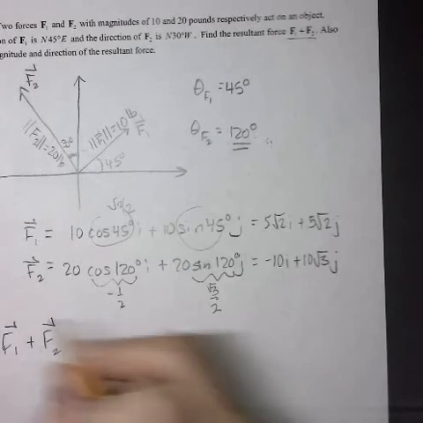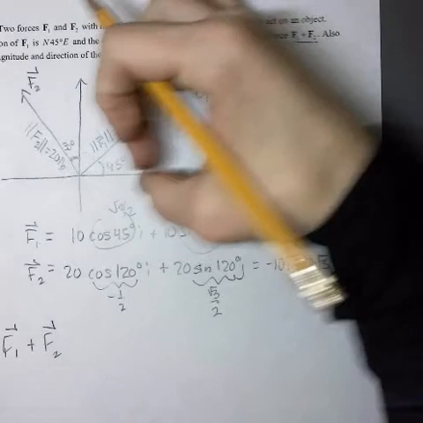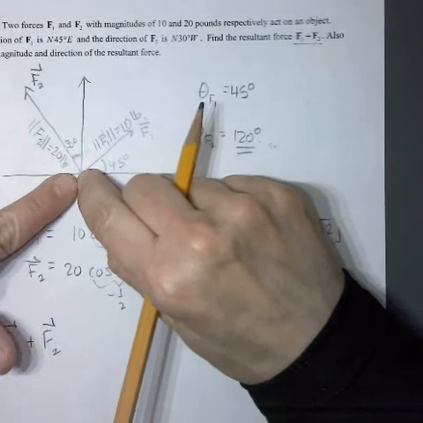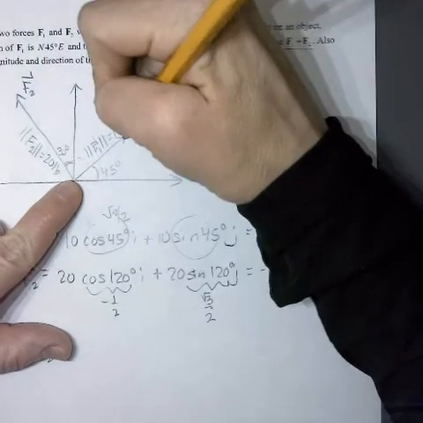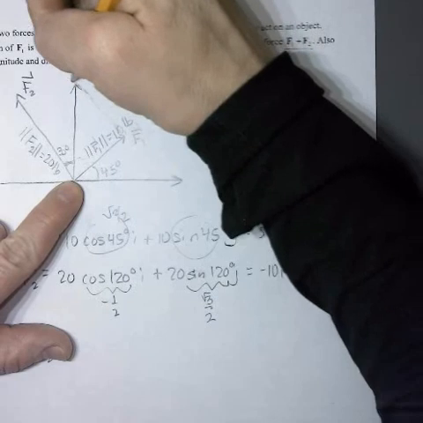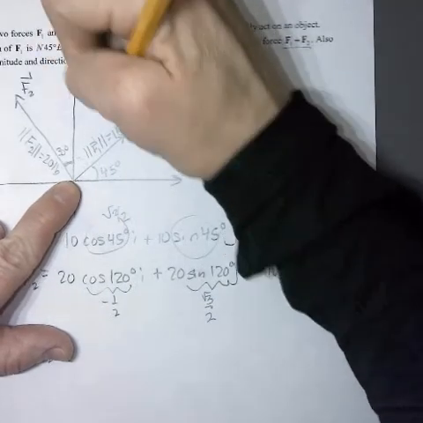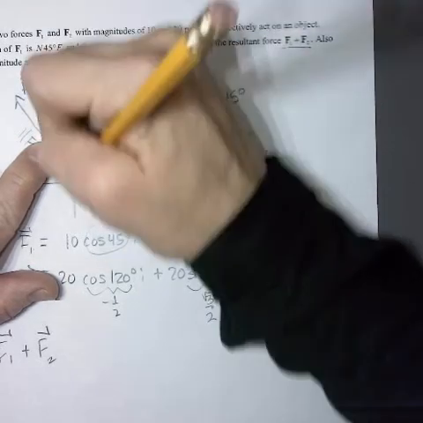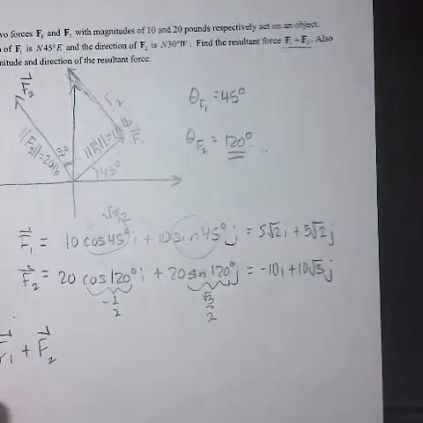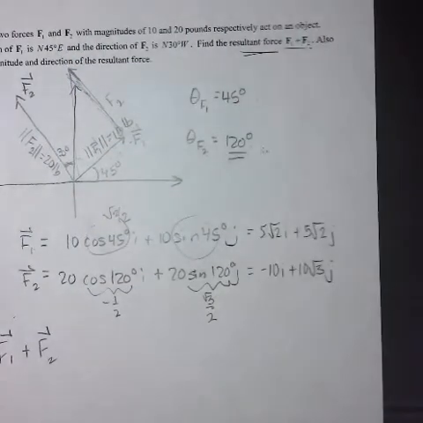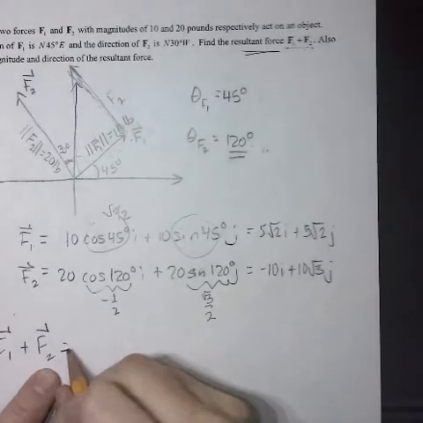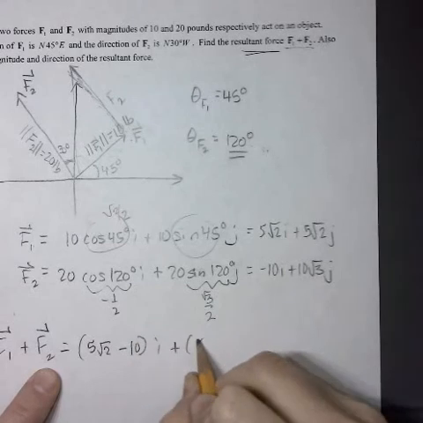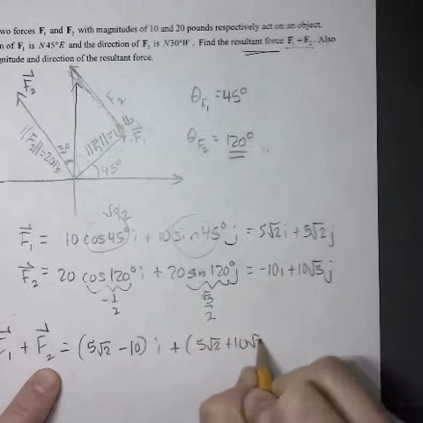So they're both maybe pushing on the same object, right? Maybe the object is actually here. You've got this pushing this way and this pushing this way. If you add these vectors up, I want this to be equivalent to force 2, it's going to end up at F1 plus F2. So that's the resultant vector, the resultant force. So F1 plus F2 would just add up the components: 5 radical 2 minus 10 i plus 5 radical 2 plus 10 radical 3 j. And we could approximate those.